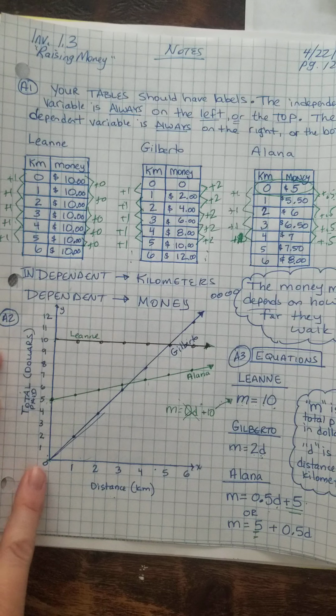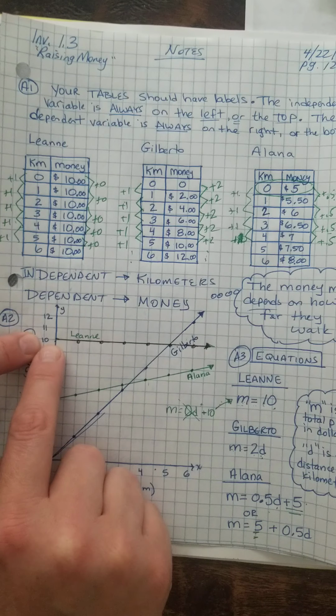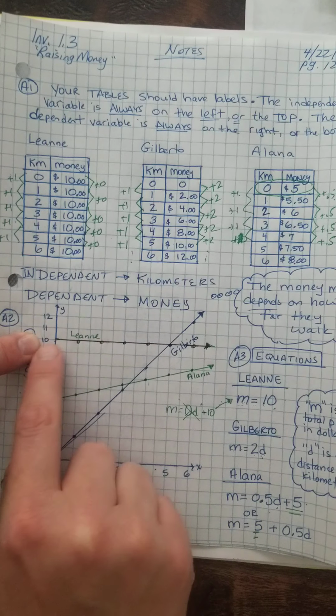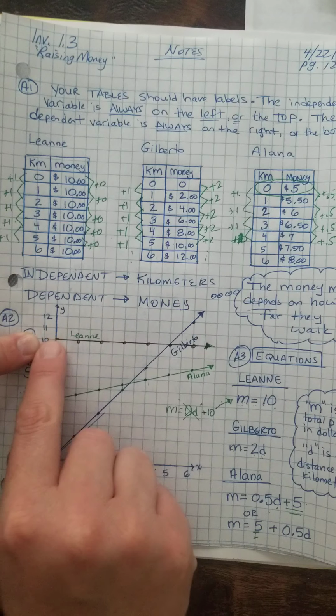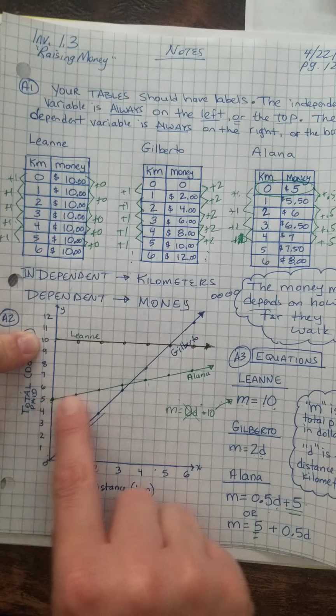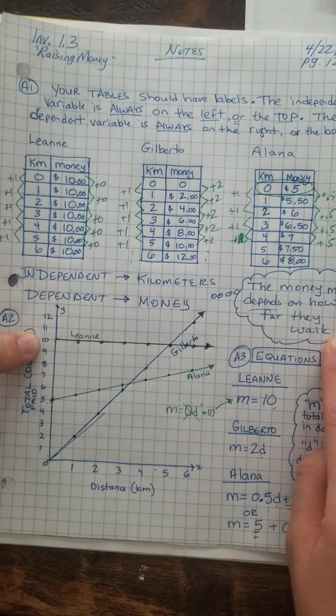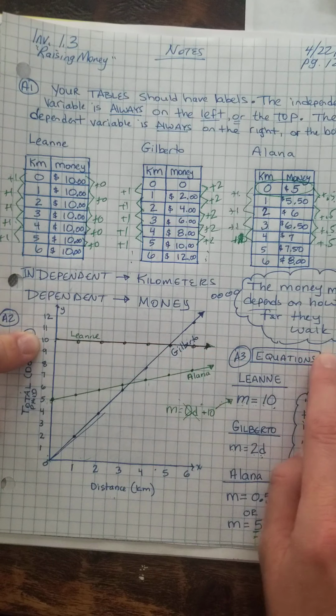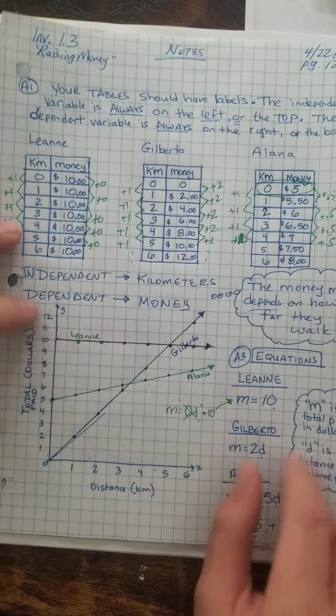With the graph, you would go to 10, and then you would just look to see, okay, Gilberto, I'm at $10. That's 5 kilometers. And then Alana's graph would have to be extended even more. So if you got a straight edge and you kept extending it, you would just go to where it's 10, and then you'd follow it down to see how many kilometers she walked.